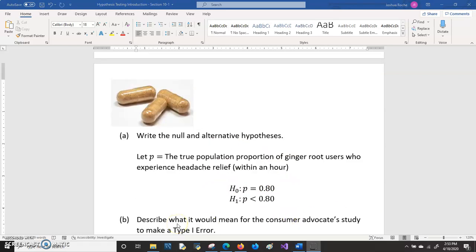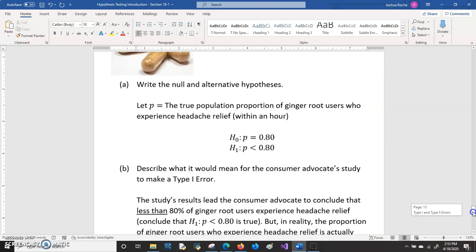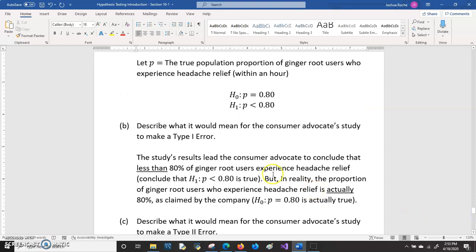Part B says, what would it mean for the consumer advocate study to make a type 1 error? A type 1 error in general is when your study leads you to conclude that H1 is true, but your study's results are incorrect and actually H0 is true.